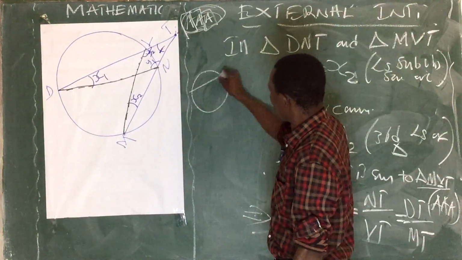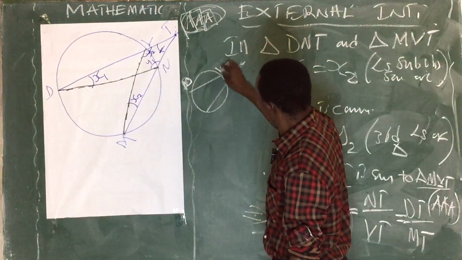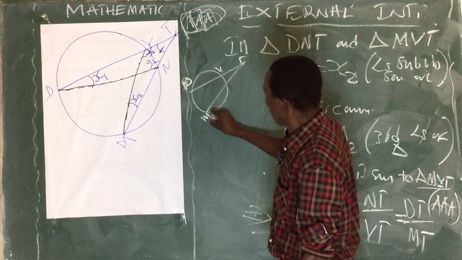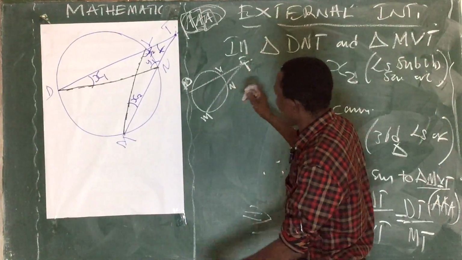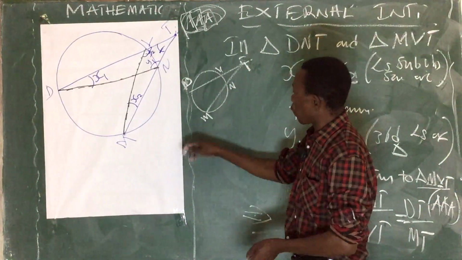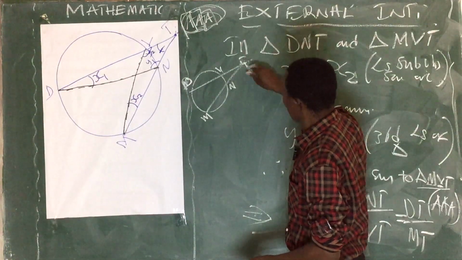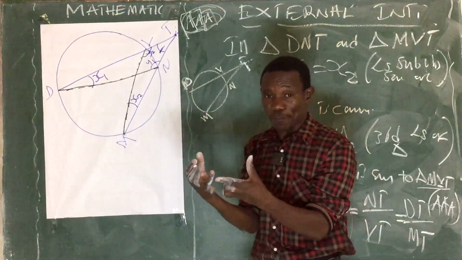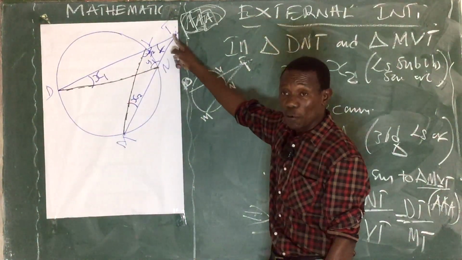Remember, our design was just like this. So we have to consider DVT and MNT. Which ratios here are carrying those parts? We have got four: DV, VT, MN, and NT, that are of our interest here. How do they relate if the chords are intersecting outside?